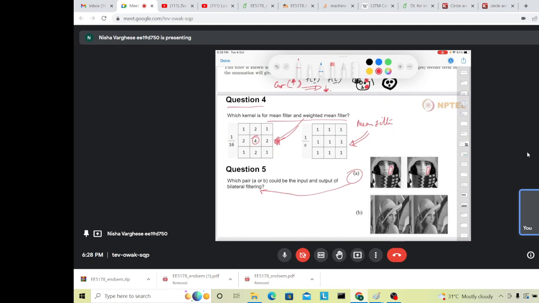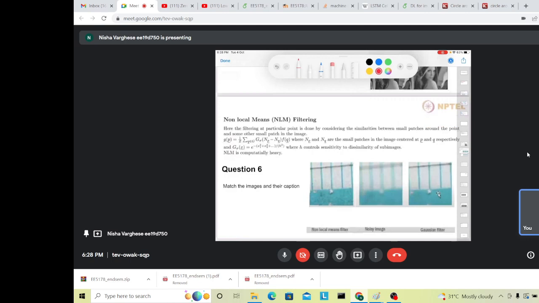Then we have non-local means filtering. Here the output of a pixel at point P will depend on the similarity of a patch at Q. So you have to divide the image into smaller patches, and we have to find the similarity of the center patch with the neighboring patches. If the patches are similar, that will give higher weightage using this Gaussian function. This is what is done in non-local means filtering.